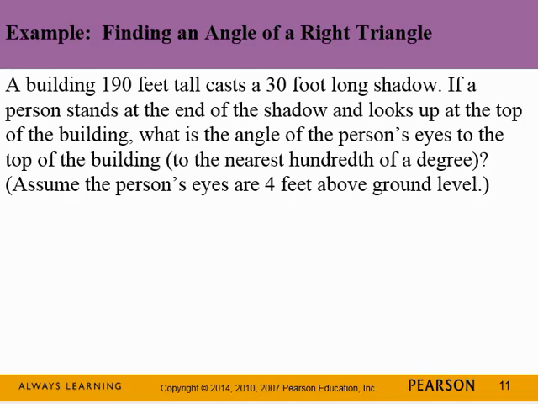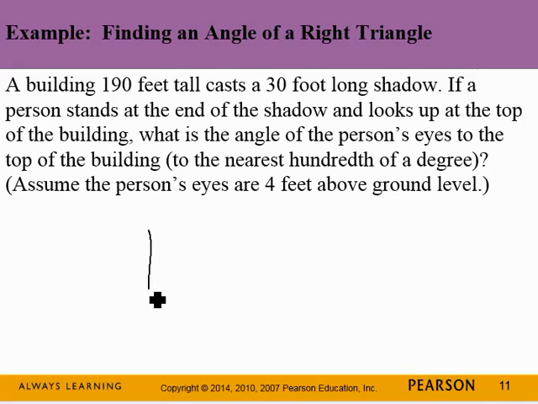Sometimes people find drawing the picture to be the hardest part, so I'll help you draw this one and then you guys will solve it on your own. A building 190 feet tall casts a 30-foot shadow. If a person standing at the end of the shadow looks up at the top of the building, what is the angle of the person's eyes? So pretend the person's eyes are about 4 feet from the ground.